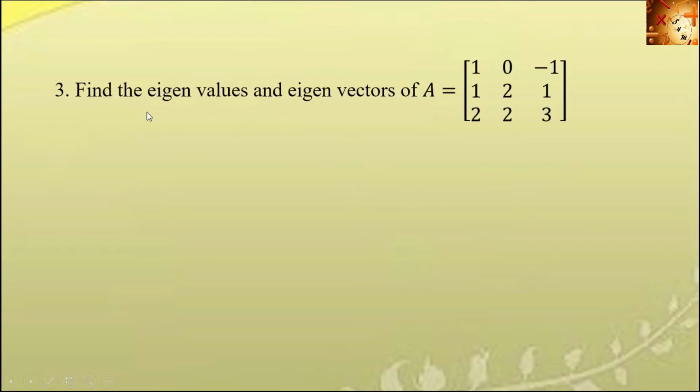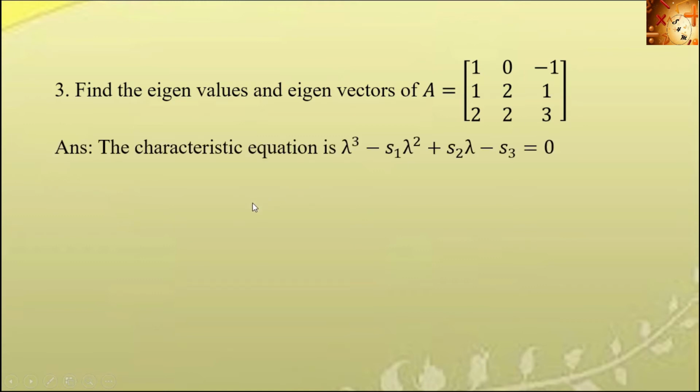Next we are going to find the eigenvalues and eigenvectors of a 3 by 3 matrix. Here the matrix is [1, 0, -1; 1, 2, 1; 2, 2, 3]. First of all, find the eigenvalues. The corresponding characteristic equation is this.